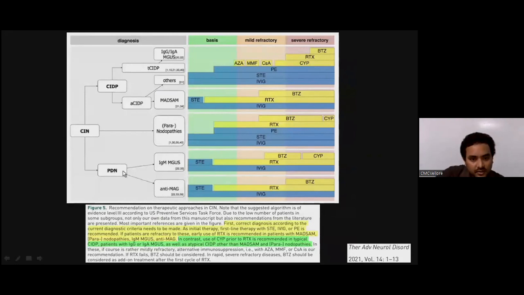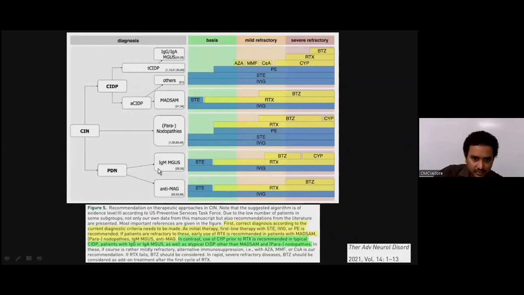So this is the study in 21, where is the immune mediated neuropathy, CIN, chronic immune mediated neuropathy. So here coming down, IgM, MGUS and anti-MAG. Here basis mild refractory and severe refractory.